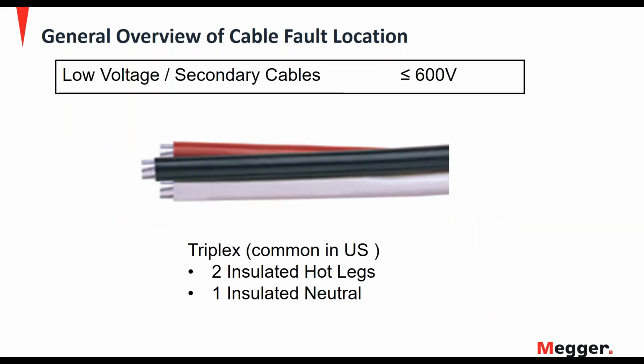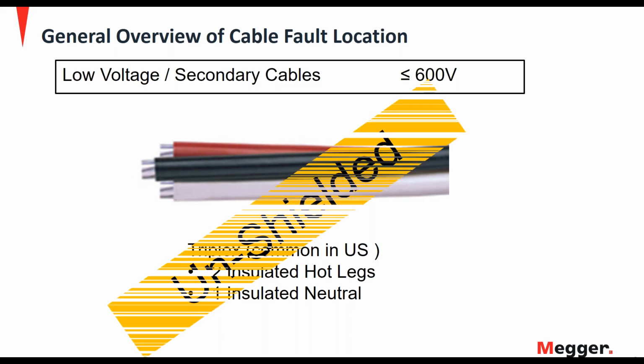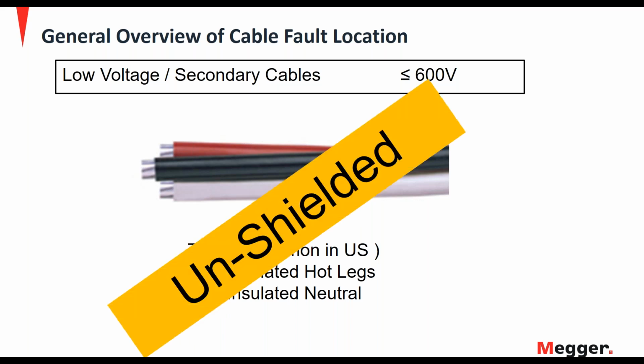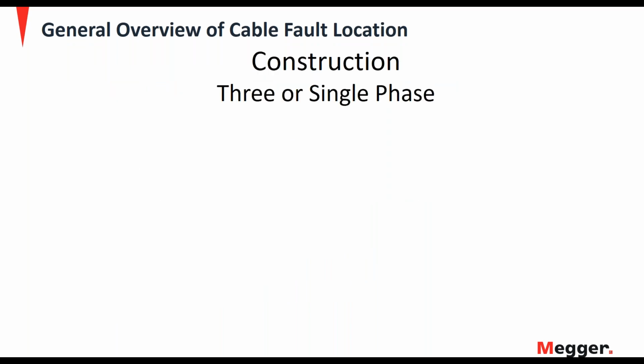Before we get too deep into it, when people talk about fault locating, sometimes they're thinking about this, fault locating on a secondary cable. In the United States, triplex is quite common. 2 insulated hot legs, 1 insulated neutral, and we use a completely different method of fault locating for this type of cable than what we're going to talk about today. Generally for secondary, we would use a voltage gradient method. And this is an unshielded cable, and so this really isn't part of today's webinar.